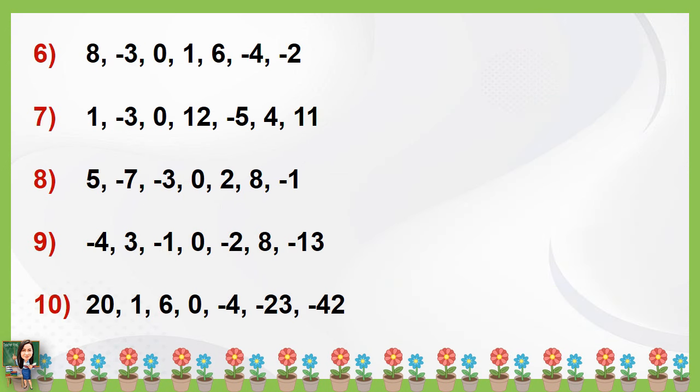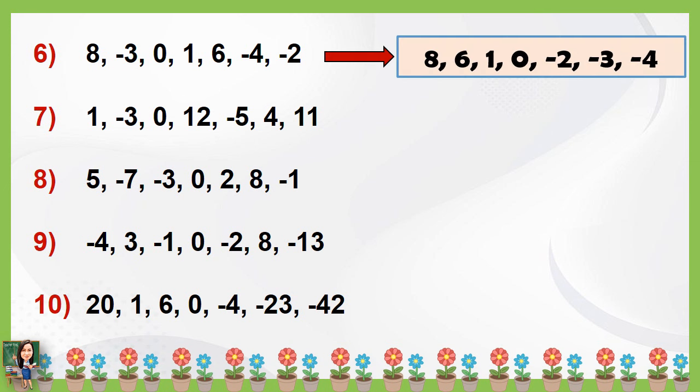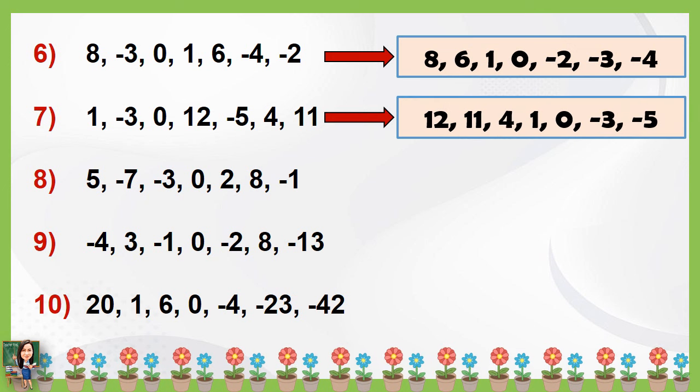Number 6 to 10, greatest to least. Number 6, greatest to least. 8, 6, 1, 0, negative 2, negative 3, negative 4. Number 7, greatest to least. 12, 11, 4, 1, 0, negative 3, negative 5.